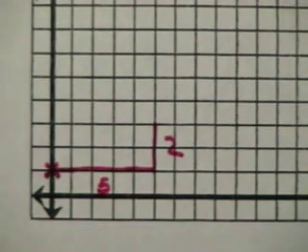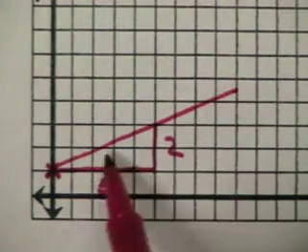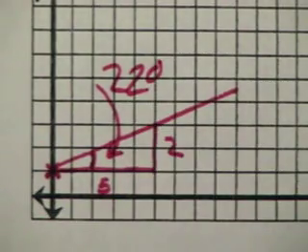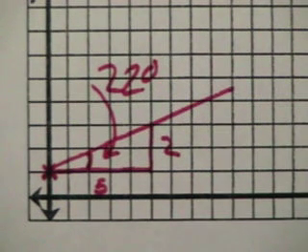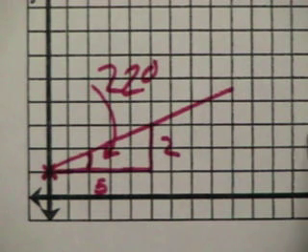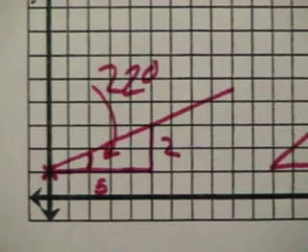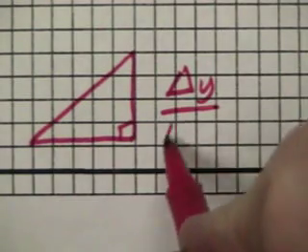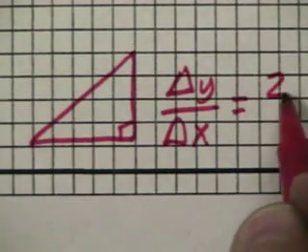Now, I've done a good job on this, and I used my protractor, and I'm going to find out that the angle formed right there is going to be 22 degrees. And so we would say that similar right triangles that have a 22-degree angle, their delta y over delta x, is going to reduce down to 2/5.